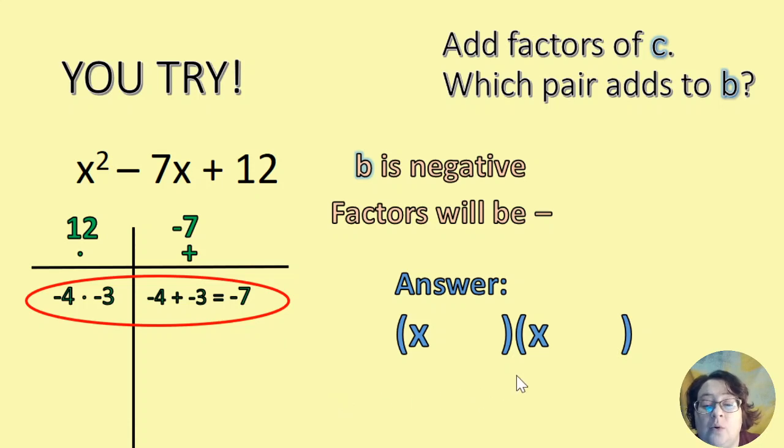It does not matter what order you put it in as long as you have x minus 4 as one factor and x minus 3 as the other. If you got that one right, give yourself a pat on the back. If not, that's okay. We still have some more practice.